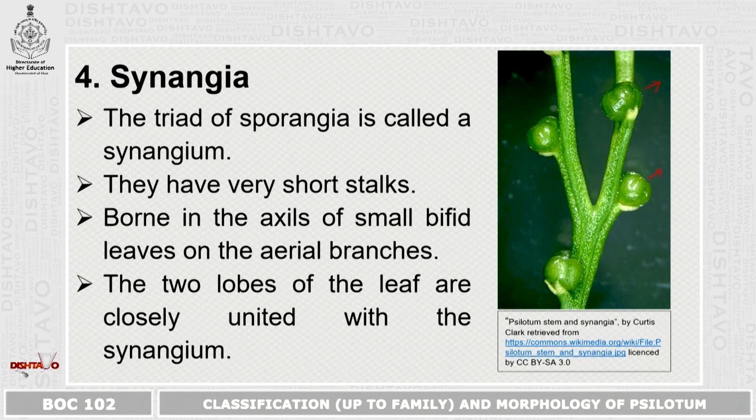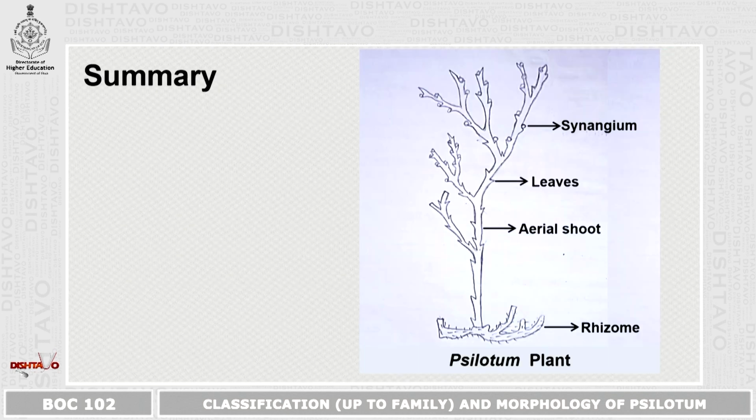They are borne in the axils of small bifid leaves on the aerial branches. You can see here, these are the leaves. So the synangia are borne in the axils of the leaf. The two lobes of the leaf are closely united with the synangium. Here you can see in this picture, these are the two lobes of the leaves and they are closely united with the synangium. Let's summarize.